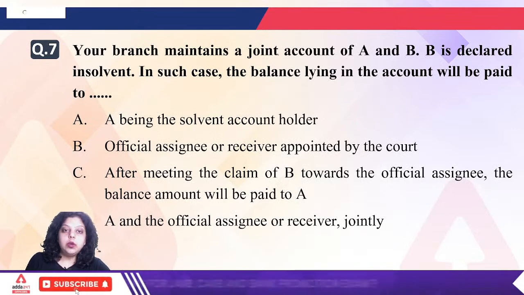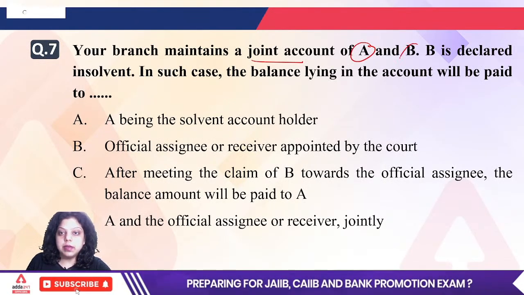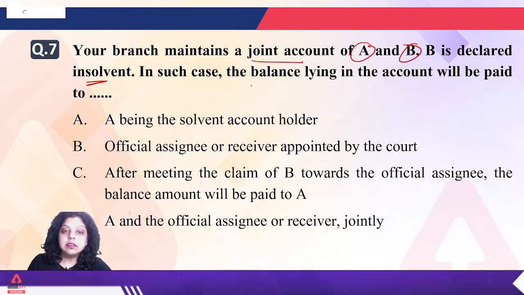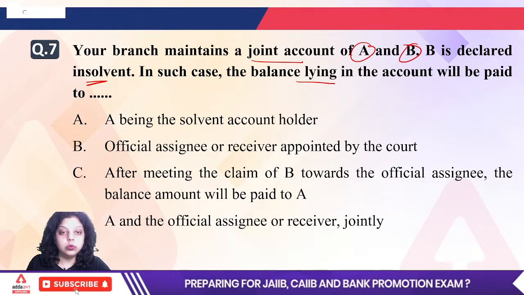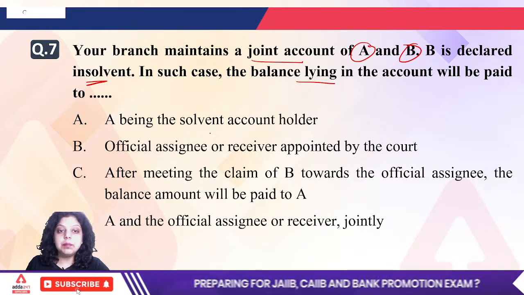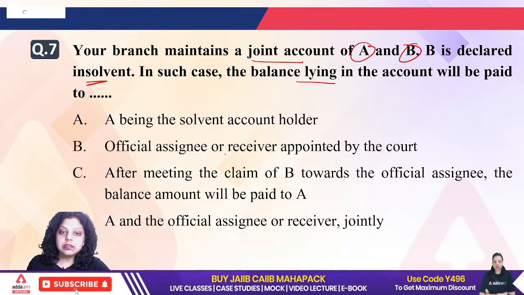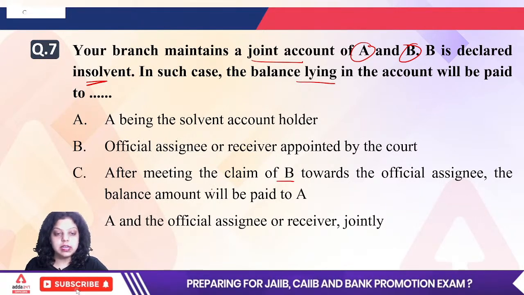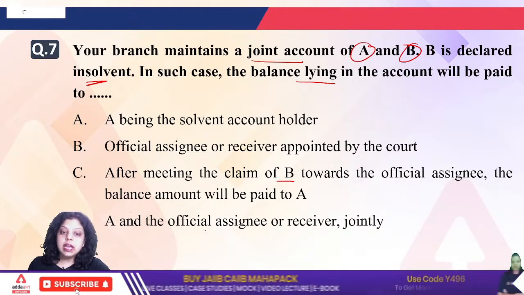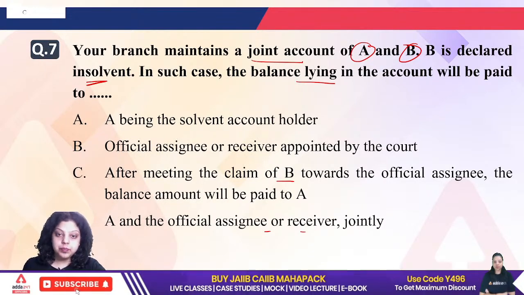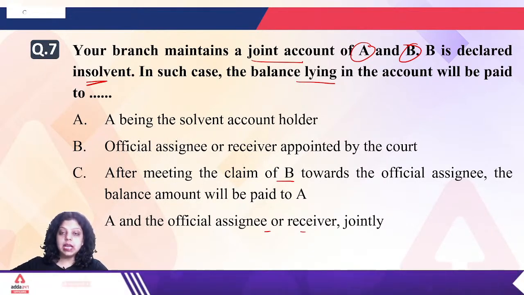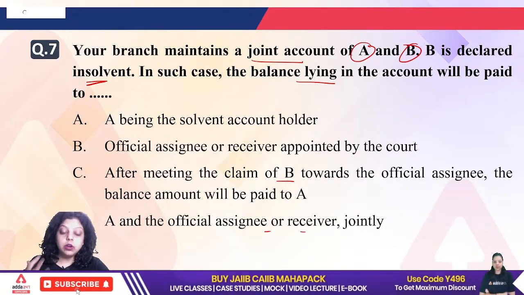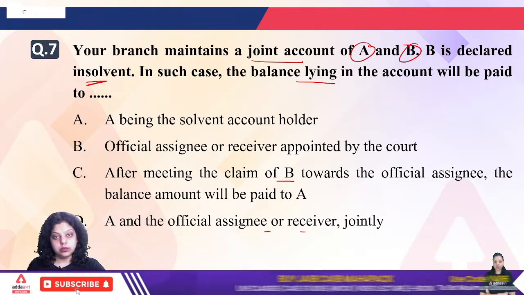Next, your branch maintains a joint account of A and B, and B is declared insolvent. In such a case, the balance lying in the account will be paid to which of the following? First says A being the solvent account holder, the official assignee or receiver appointed by the court. After meeting the claim of B towards the official assignee, the balance amount will be paid to A and the official assignee or receiver jointly. So which of the following will be true? When B is declared insolvent, the balance of the account will go to which of the following options?